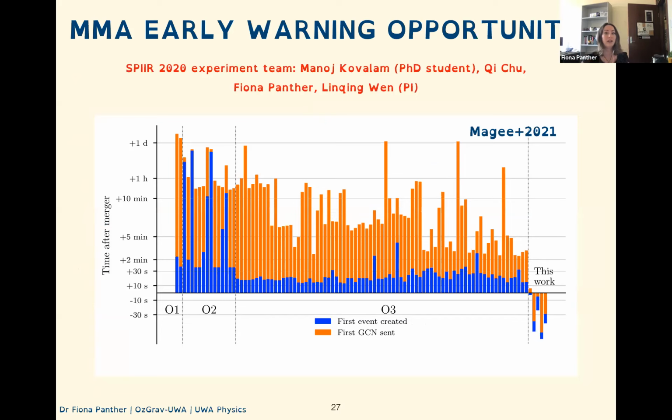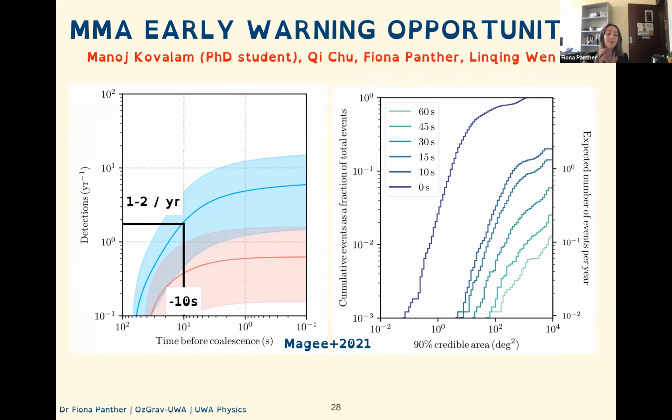If you look at how the latency is different in this early warning experiment versus all of the previous alerts, you can see that we're moving right down into the negative latencies. These early warnings are a pretty amazing opportunity. How many do you expect? Good question. At minus 10 seconds, we're maybe expecting 1 to 2 over the course of O4. These two curves come from the different LVC rates for neutron star mergers. So 1 to 2 per year at minus 10 seconds.